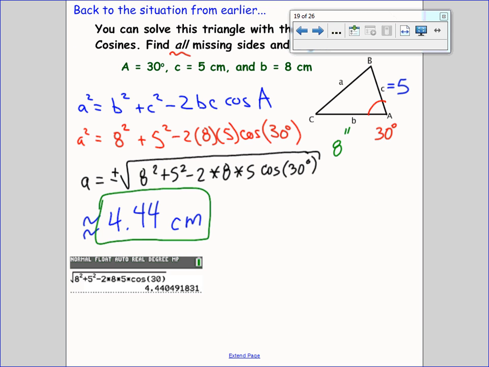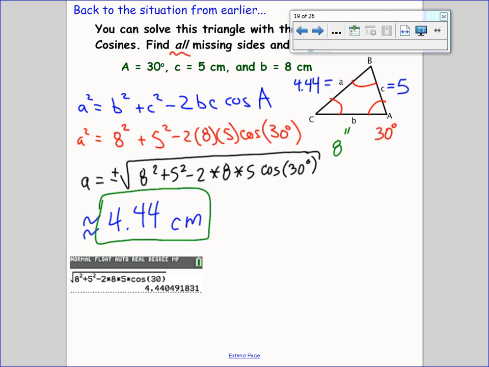Okay, ladies and gentlemen, thank you. We've gone back to our first law of cosines example. We're going to find all of the missing sides and angles. We only found side length A. Well, that's good news. We have side length A, side length B, side length C. And so now all we have to do is find the remaining two pieces. We still have to find angle C and angle B.